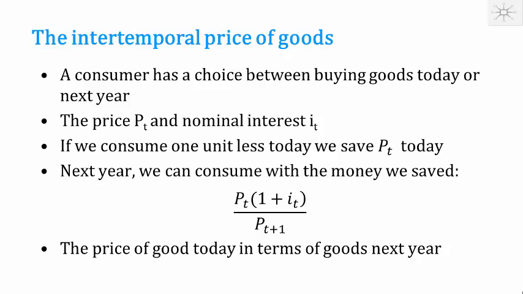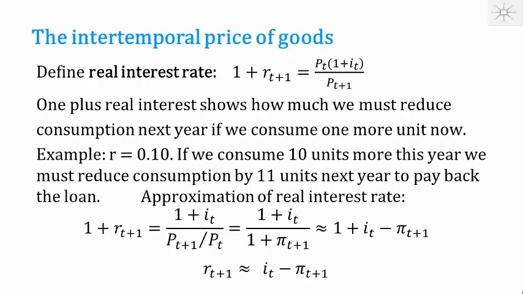But the question is, how many goods can I buy next year for that? Well, then we divide by the price next year to find out how many goods we can buy next year. So this relative price that we see here, that is how many goods I can buy tomorrow if I abstain from 1 unit of consumption today. So this expression here is the price of goods today in terms of goods next year. And we define that as 1 plus the real interest rate.